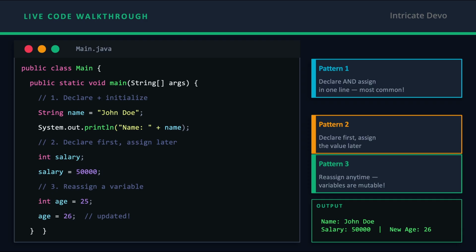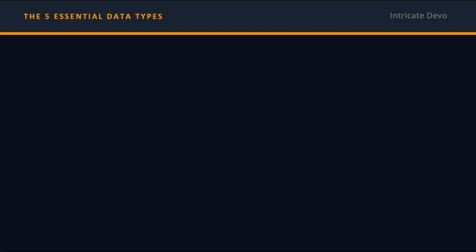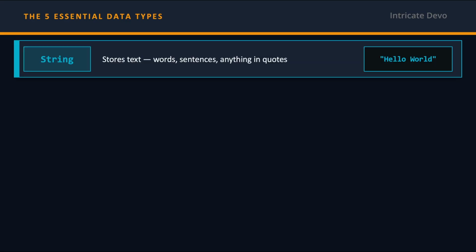Exactly what we expected. Now let's talk about the 5 most important data types in Java, the ones every beginner needs to know cold. Type 1, String with a capital S. String stores text, words, sentences, names, anything made of characters. The key rule: string values are always surrounded by double quotes. So you write, quote, hello world, quote. Example, String greeting equals, quote, hello world, quote, semicolon.